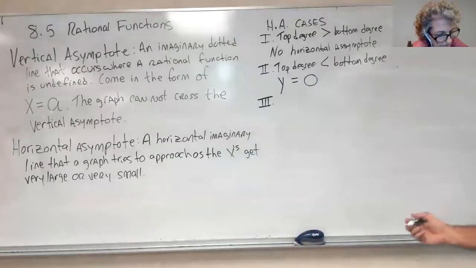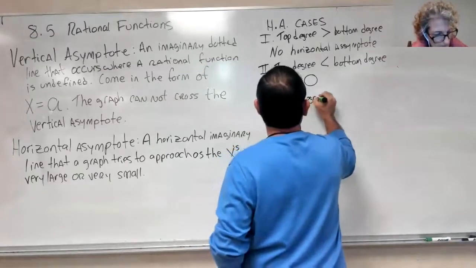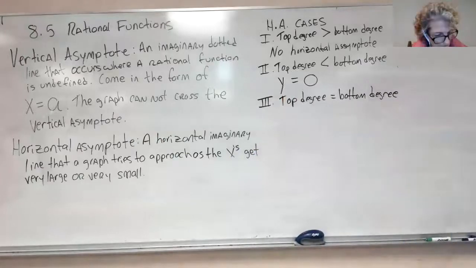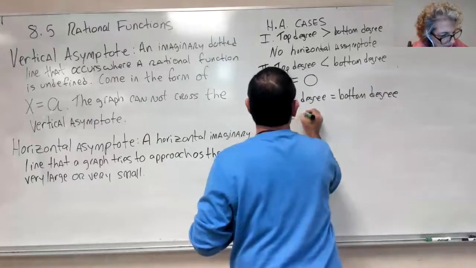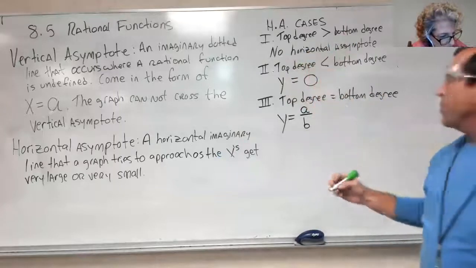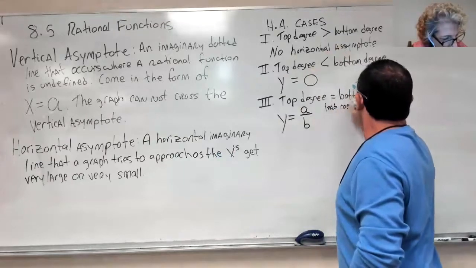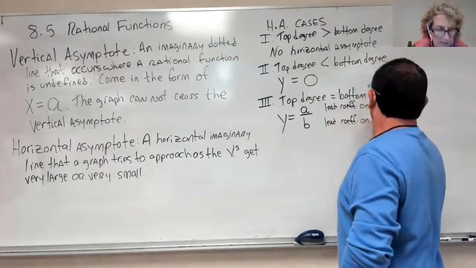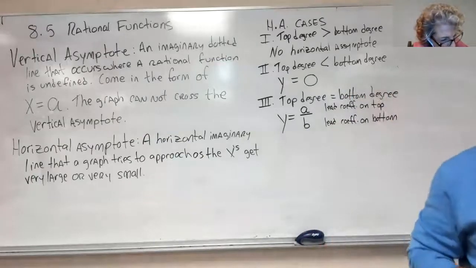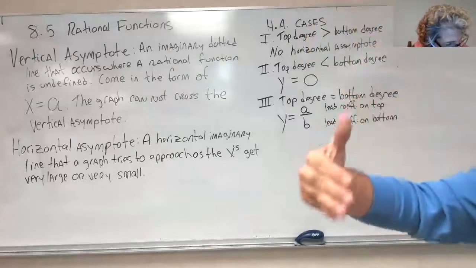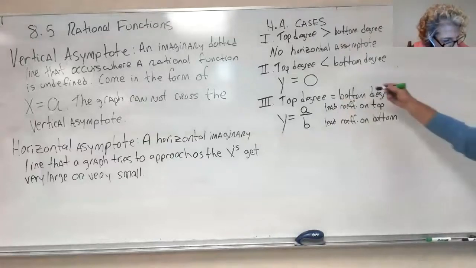So the last choice, they're equal. So the top degree equals the bottom degree. If that's the case, and my degrees on top match my degrees on bottom, then the horizontal asymptote depends on a over b, where a and b are the lead coefficients for the top and the bottom. So a would be the lead coefficient on top, and then b is the lead coefficient on the bottom. So if I had, say, a 5x squared on top, a 6x squared on the bottom, my horizontal asymptote would be 5 over 6. Okay, so it's only the coefficients when you got them equal to each other, okay?